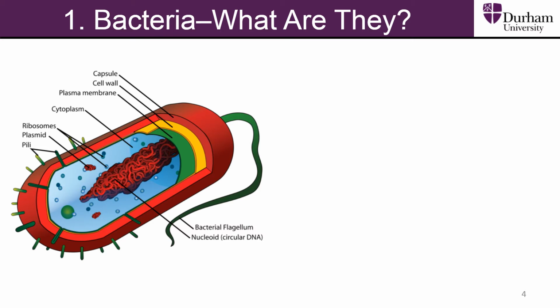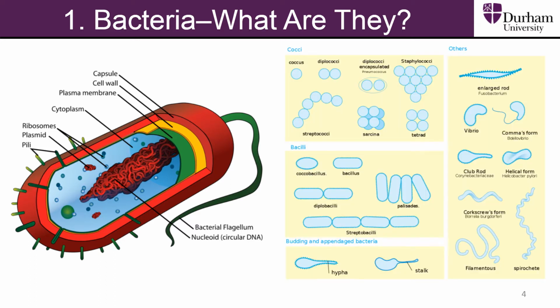So first of all, what are bacteria? Bacteria are single-celled organisms, generally a few micrometers in size. Many different species of bacteria are known. Typical shapes include spherical, also known as coccus, and rod-shaped, also known as bacillus.